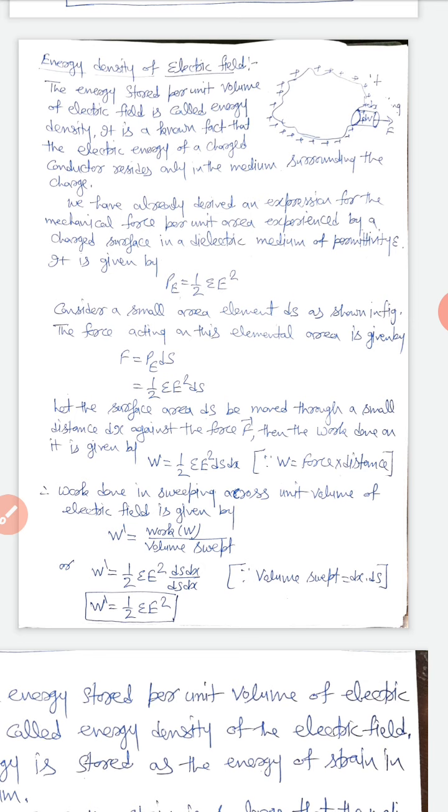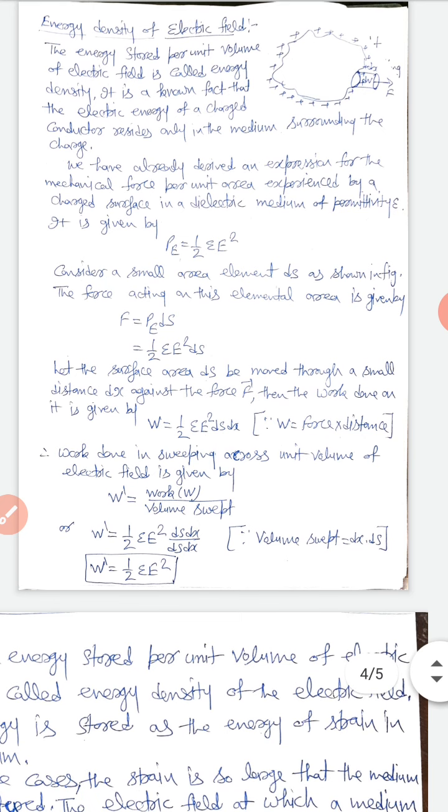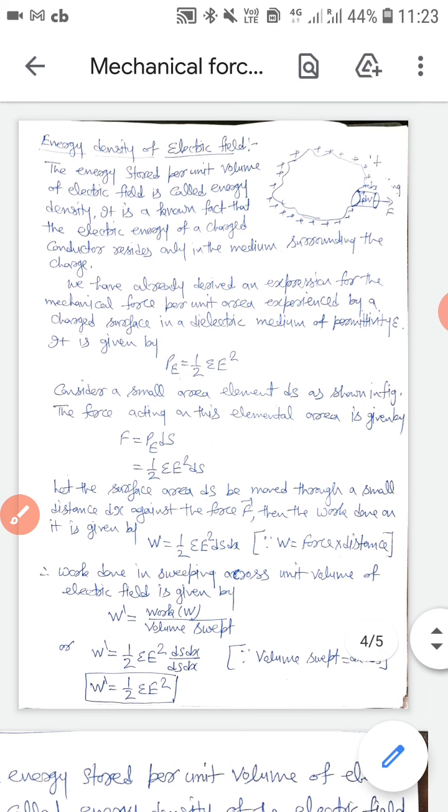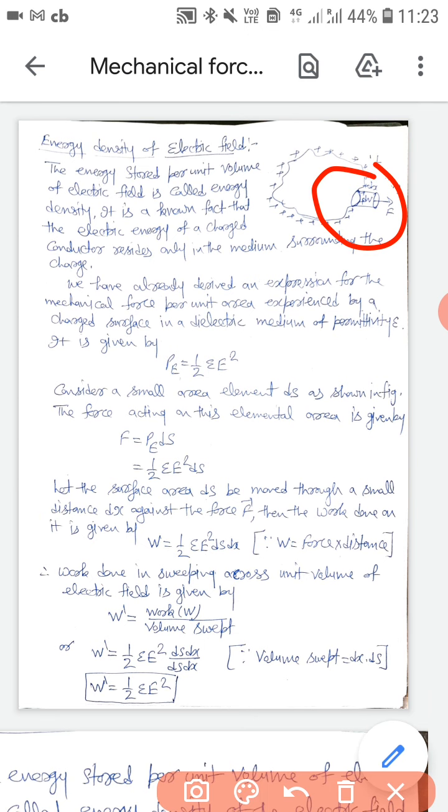Now we have already derived an expression for the mechanical force per unit area experienced by the charged surface in a dielectric medium of permittivity epsilon, and it was given by PE equal to 1 by 2 epsilon E square. This we calculated in our last article. Now consider the small area element ds as shown in the figure. The force on this element will be PE ds, where PE is 1 by 2 epsilon E square.